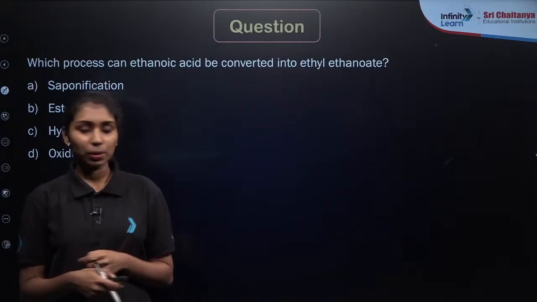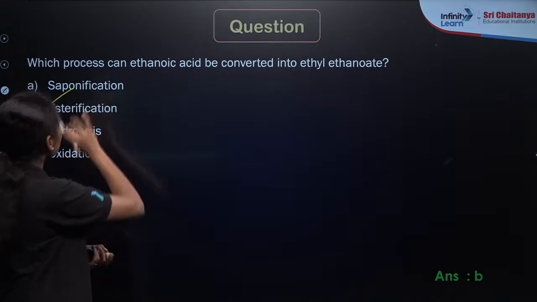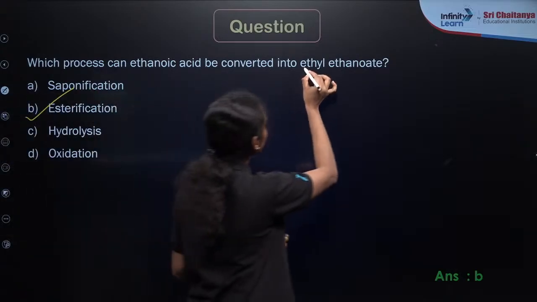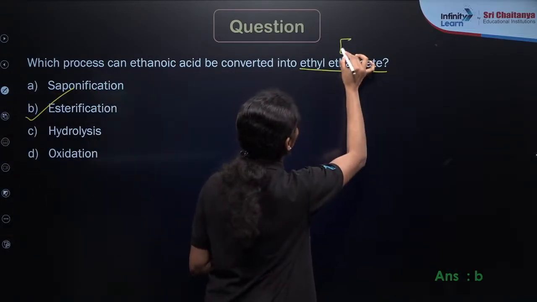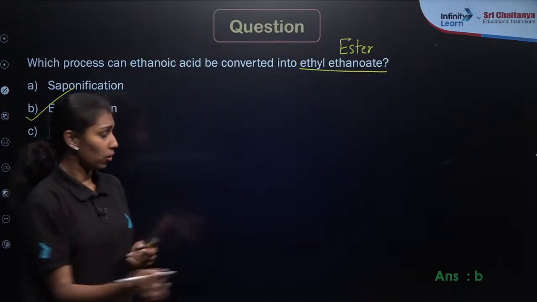Okay, many of you are giving me the answer as option B. Yes, option B is the correct answer, that is esterification. Here ethyl ethanoate is the compound known as the ester group, right? Ester compound. So whenever we are treating ethanoic acid with ethanol, right?